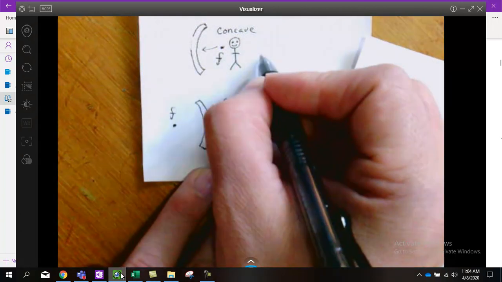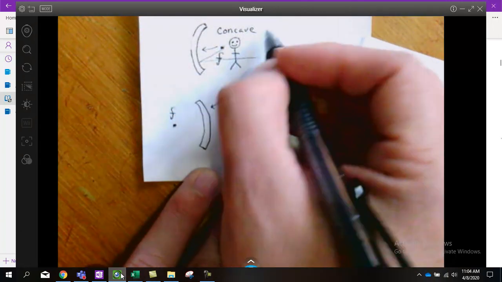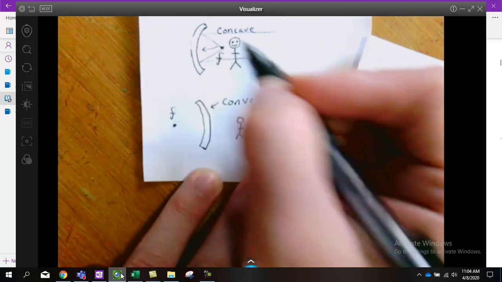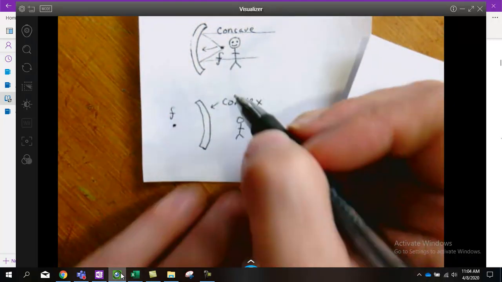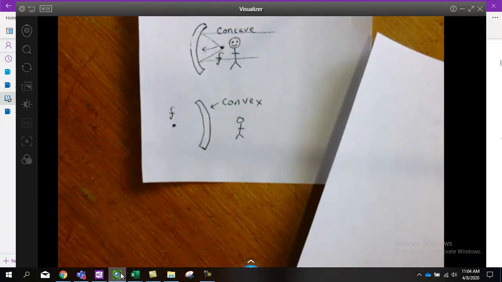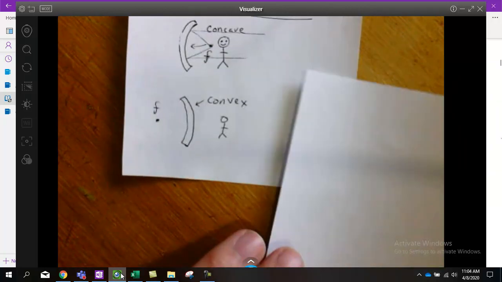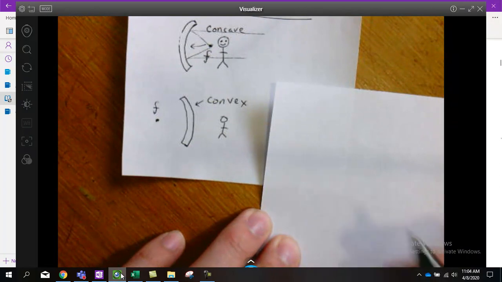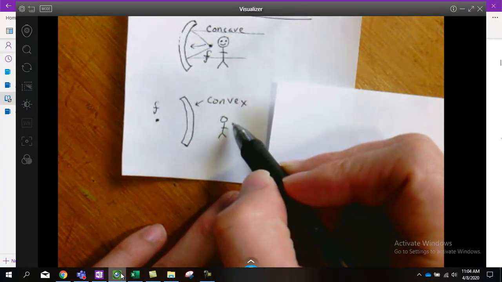Think of if you had straight rays of light, parallel rays of light, they'd all get brought to that point. It's very similar to how a solar oven works. It's also how reflecting telescopes work, things along those lines. So we have our concave and our convex.